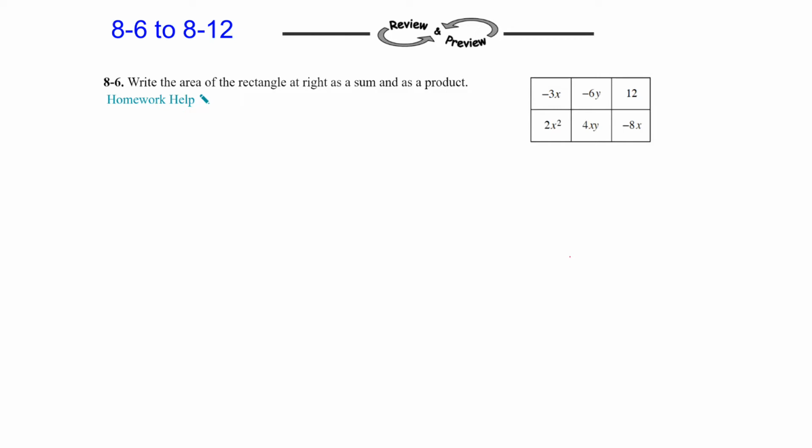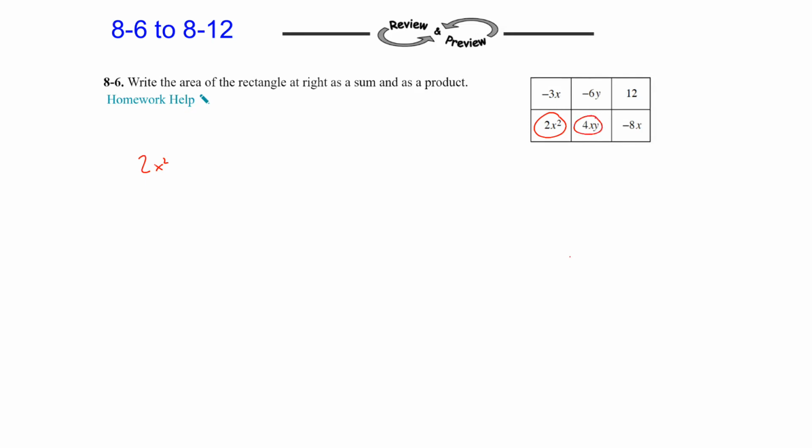Write the area of the rectangle at right as a sum and as a product. So we want to write it, probably easiest way to start is as a sum because we have all the individual areas. So let's go ahead and write it as a sum first. Combine your like terms. So we'll start with the x squared. I don't see any other x squared, so we have 2x squared.